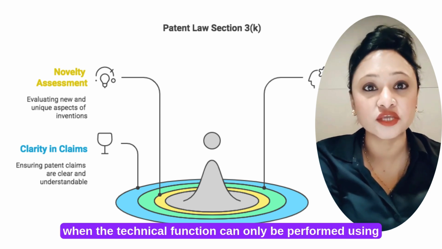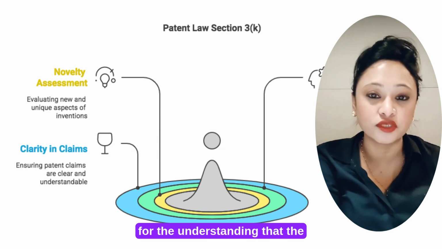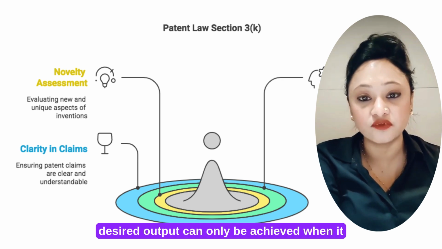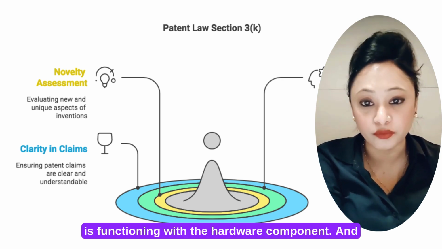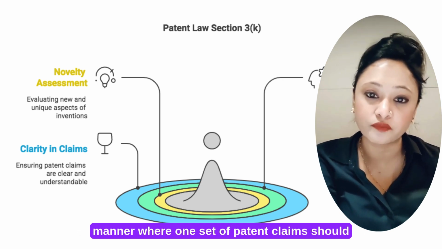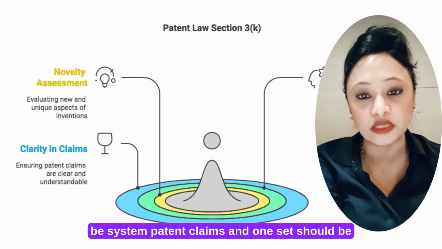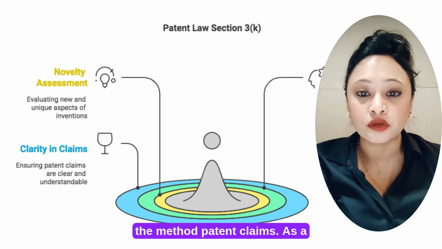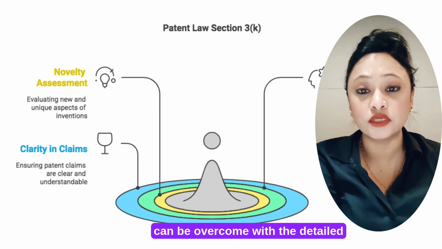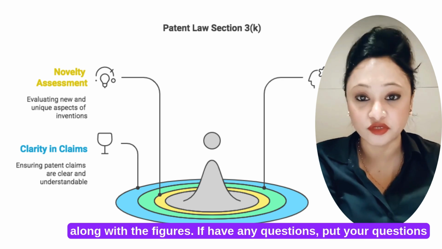The technical function can only be performed using a hardware component. It is imperative to understand that the desired output can only be achieved when it is functioning with the hardware component, and that is why the original claims should be drafted in a manner where one set of patent claims should be system claims and one set should be method claims. The 3K computer program per se objection can be overcome with a detailed description of the technicalities along with the figures.